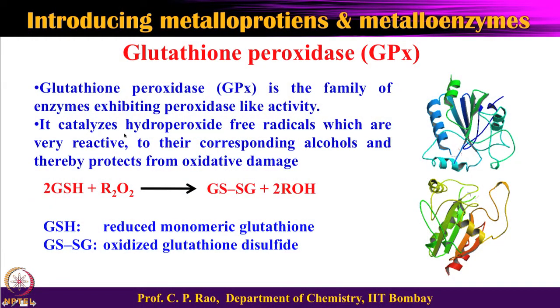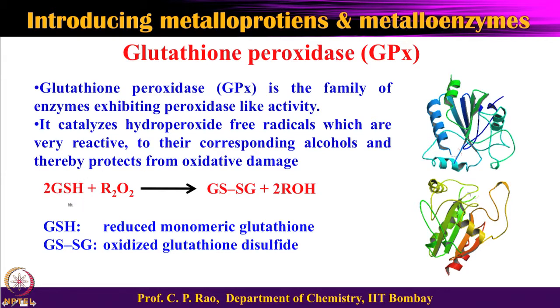Glutathione peroxidase is also not just one simple enzyme like the cytochromes. You have a huge family, like even catalases or any other reductases; it is a family of enzymes which exhibit peroxidase-like activity. It catalyzes the reduction of hydroperoxides or hydroperoxide-based radicals, all these very reactive species, to their corresponding alcohols. By converting into alcohol the danger has been reduced, and thus it protects against oxidative damage.